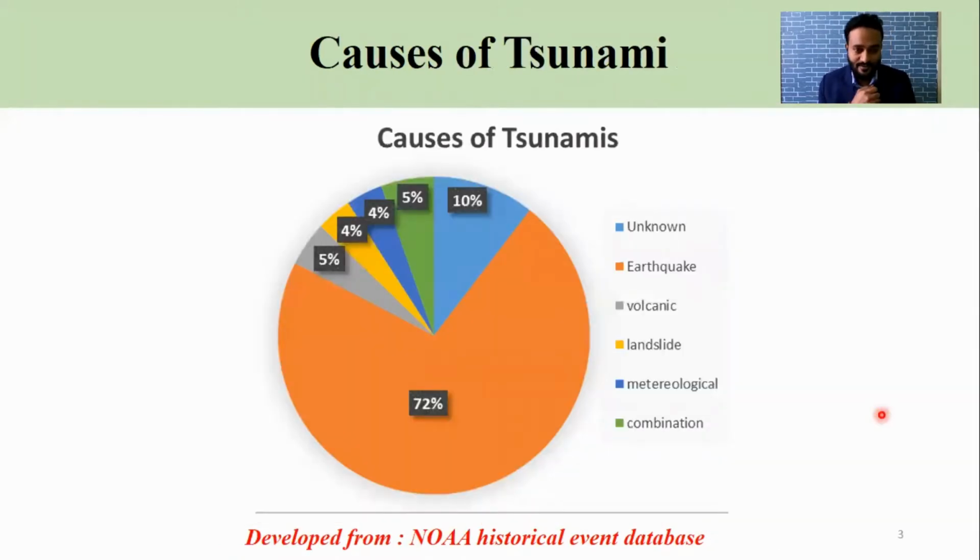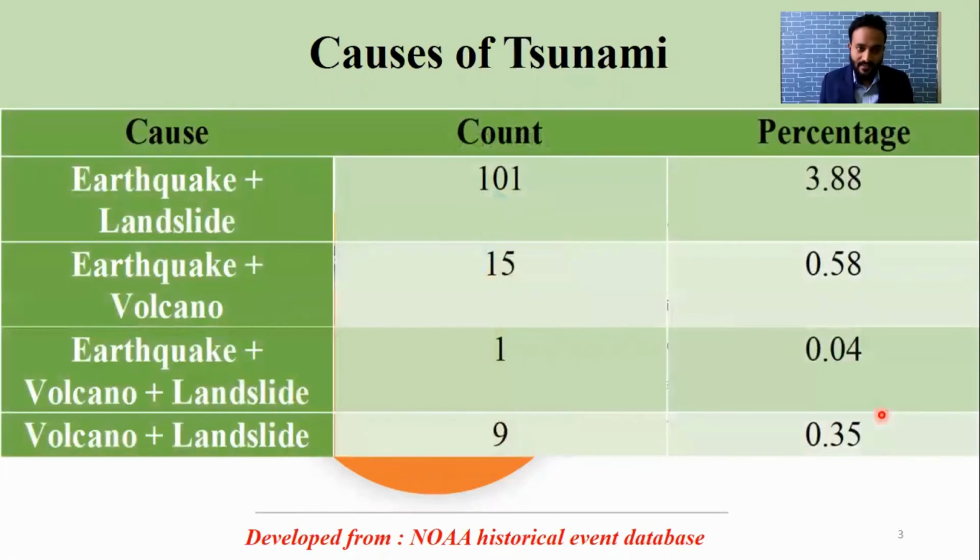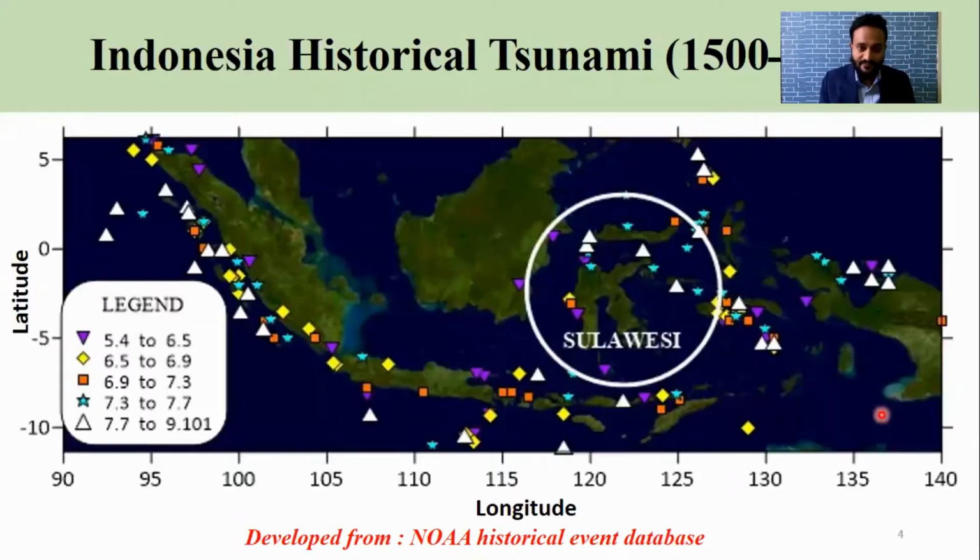Now coming to the causes of tsunami. Predominantly, the cause of a tsunami is attributed to earthquakes, but there are other causes as well, which could be volcanic, landslide, meteorological, or a combination of all of these. Coming to the combination part, we have around 3.8% caused by earthquake and landslide together. And these are some of the examples, some of the percentages of tsunamis caused by a combination of events.